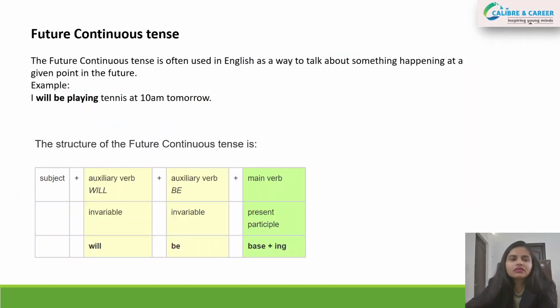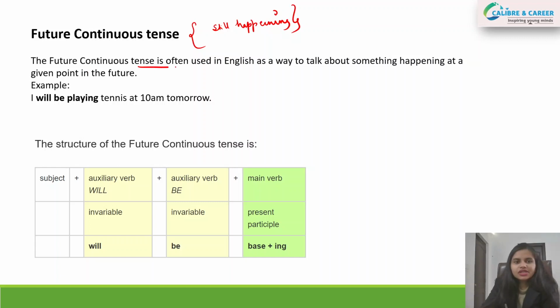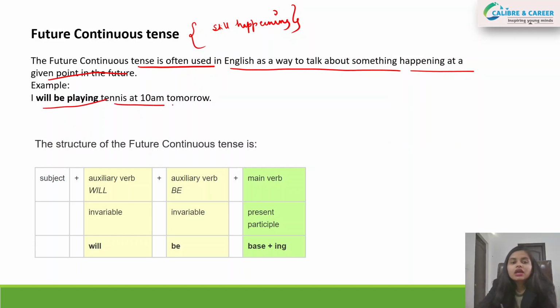Okay. So let's discuss future continuous tense. What is the meaning of future continuous tense? Here also, in continuous, you are saying something that is still happening. So the future continuous tense is often used in English as a way to talk about something happening at a given point in the future. That means something is going to happen at a given point, like: I will be playing tennis at 10 a.m. tomorrow. First of all, I will be playing, that means the person is talking about the future.